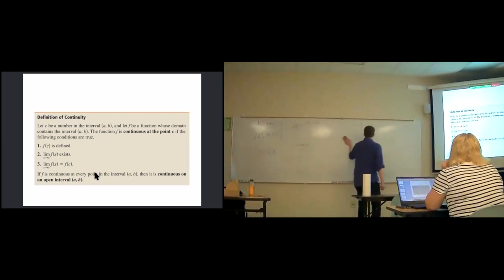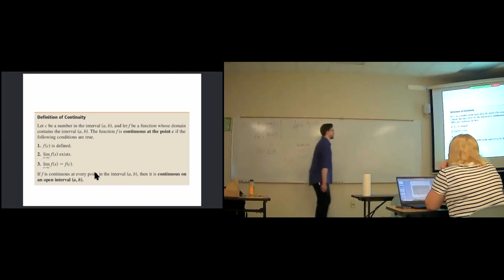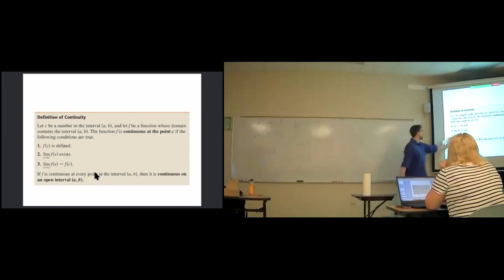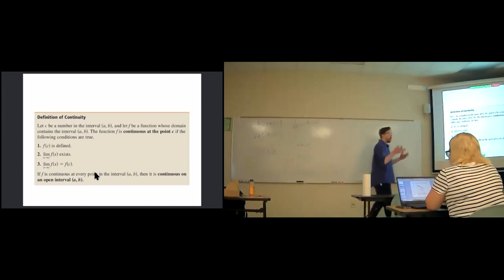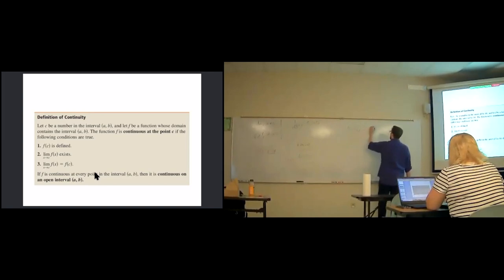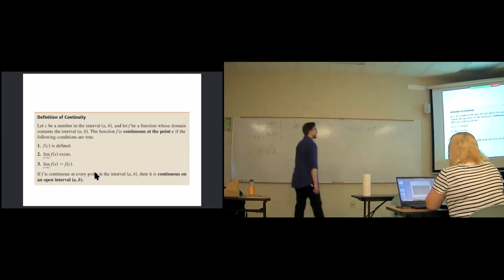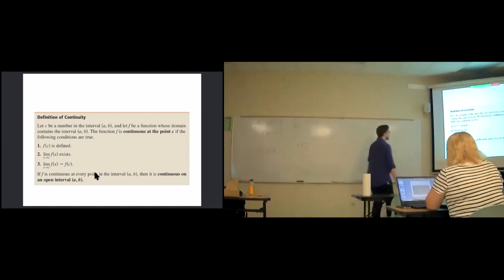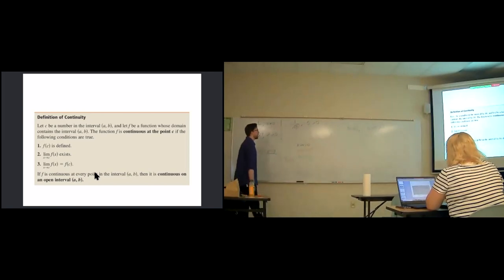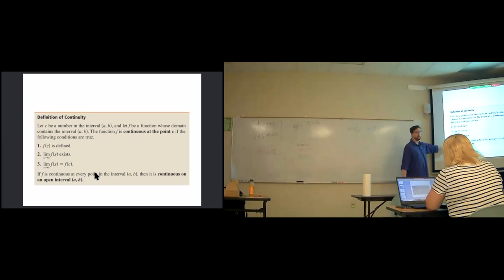The way it is algebraically represented or recognized is by these three different definitions. You have to have that these conditions are true in order to say that a function is continuous on this particular interval. So what we're saying is, let's take an interval, A to B. Now let's pick a number, C, that is in this interval. If for every C inside of this interval, these three conditions hold up, and your function is continuous.